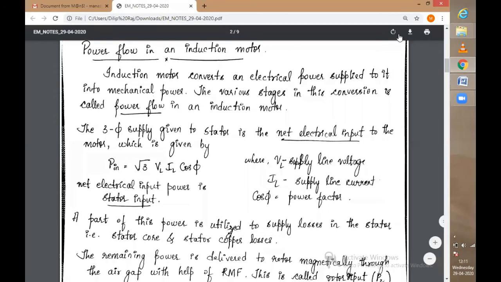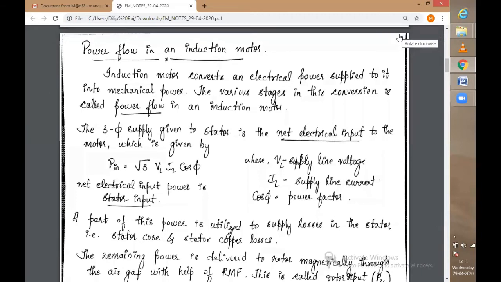Power flow in an induction motor. An induction motor converts the electrical power which is supplied into mechanical power, and this conversion does not happen in one shot. There are various stages involved in this conversion, which is where the electrical input power gets converted into the mechanical output power.